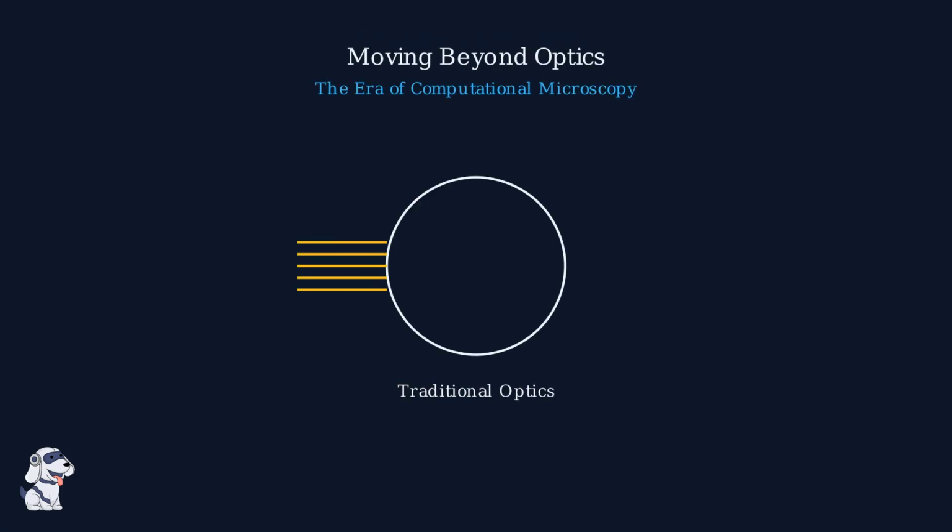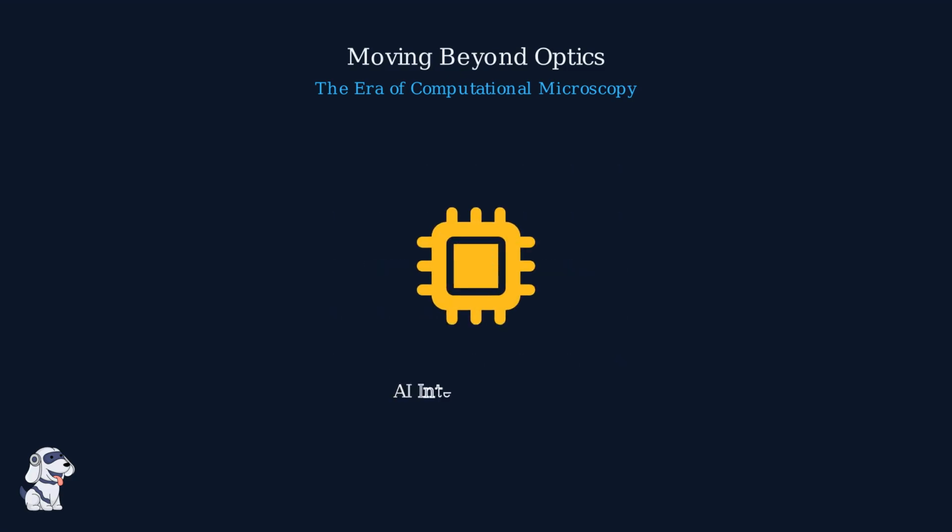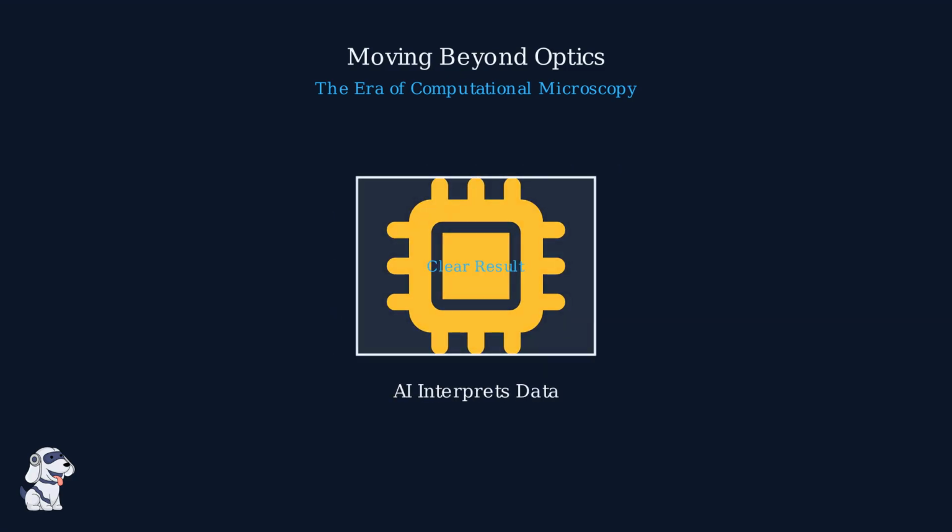For centuries, microscopy relied solely on glass lenses to bend light. This analog process was limited by the physical properties of glass and the diffraction of light waves. By 2026, we have moved into the era of computational microscopy. We no longer just focus light. We capture raw data and use artificial intelligence to reconstruct images. AI algorithms can now decode the hidden information in light waves, effectively bypassing the old physical limitations. This allows us to see structures with clarity that were once considered invisible.